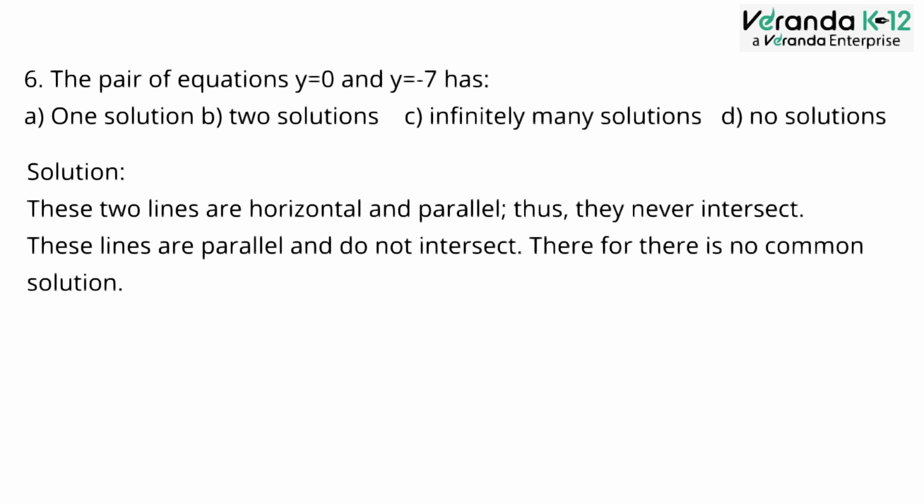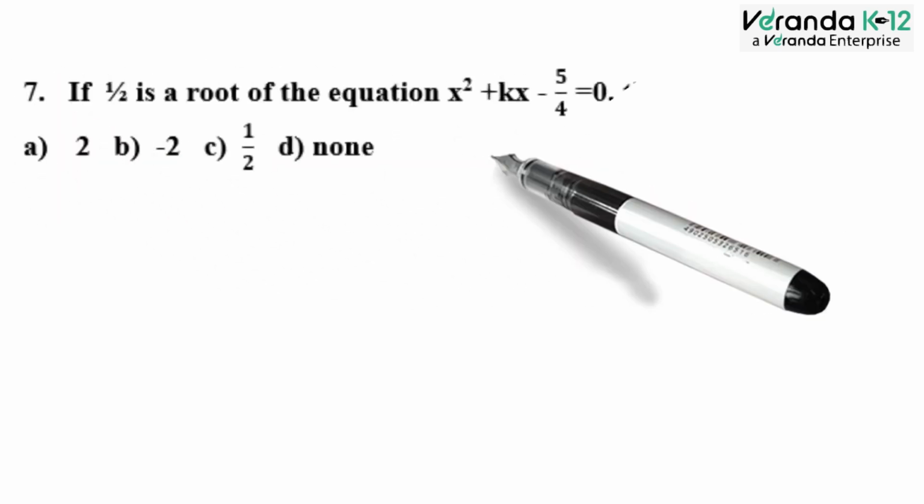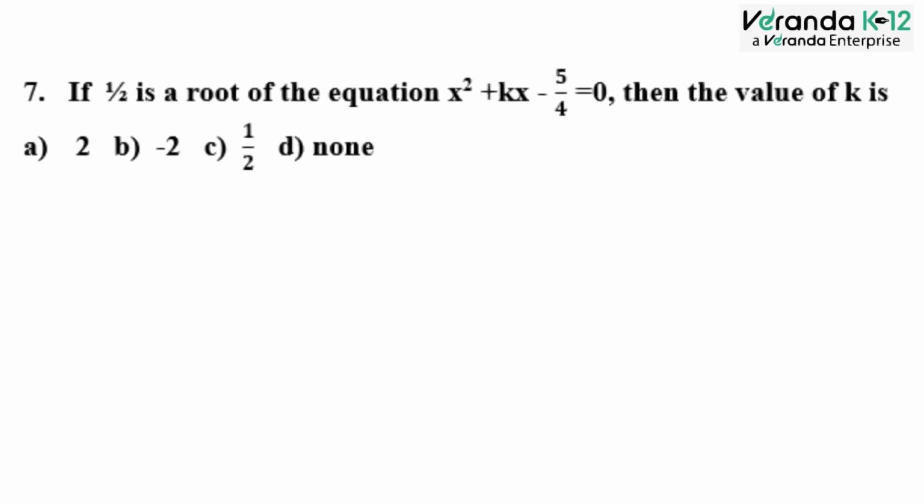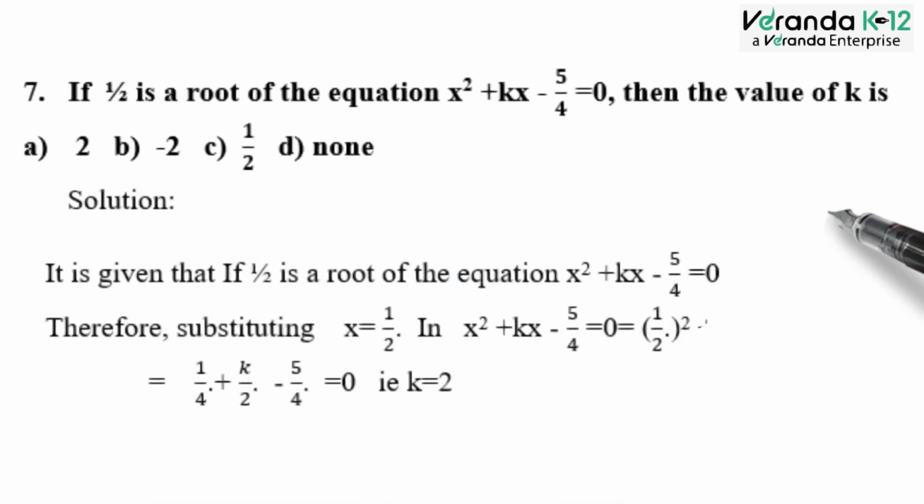Question number 7. If 1 by 2 is a root of the equation x square plus kx minus 5 by 4 is equal to 0, then find the value of k. So here, one root of the given equation is 1 by 2. We will substitute half in the given equation in place of x. Therefore, x square plus kx minus 5 by 4 equal to 0 becomes 1 by 4 plus k by 2 minus 5 by 4 is equal to 0. After simplification, we will get k is equal to 2. So the correct option is A, 2.